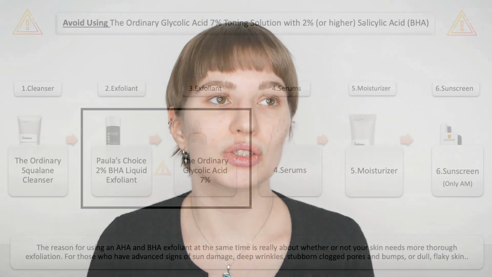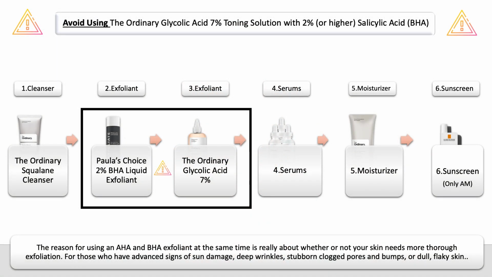Now, very rarely, depending on your skin concerns, I do want to emphasize it because it's not wrong. This is more if you have very special skin concerns, that you can use a BHA liquid exfoliant and at the same time use the Ordinary Glycolic Acid toning solution. But I wouldn't recommend it if you're new to skincare.